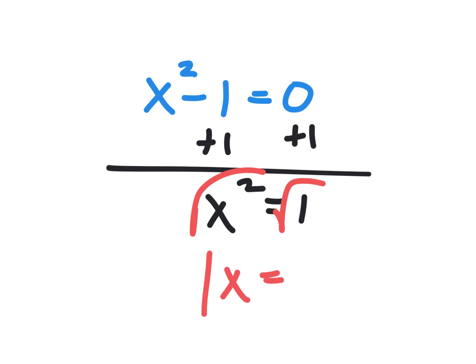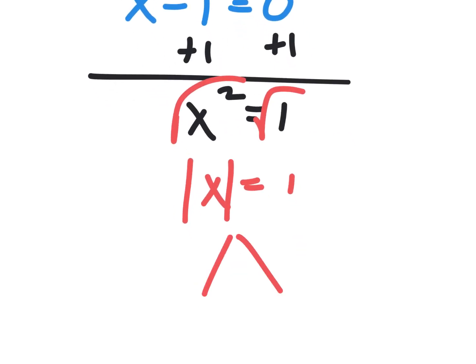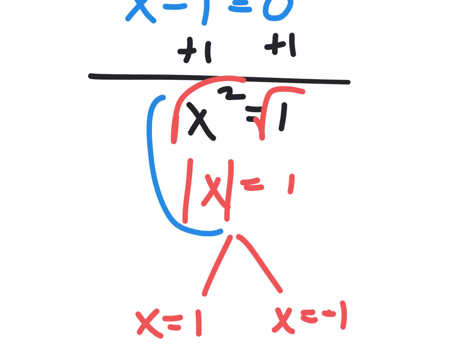X equals the absolute value of x, which equals 1. Did you forget the absolute value? Tons of people do. Because that's what gives us 2 answers: x equals 1, x equals negative 1. Do you need this step? You absolutely need that step.